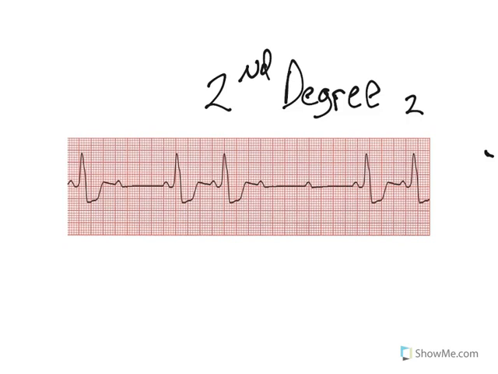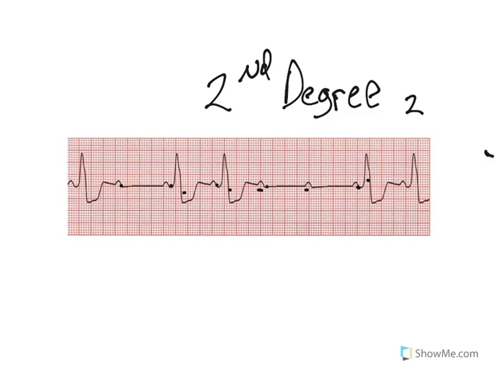Now, some people would say, well, what's the conduction ratio? Well, the conduction ratio on this one is variable, because if you look, you have 1, 2 P waves and then the QRS complex, then you have 1 and a QRS complex, and then you have 1, 2, 3 and a QRS complex. So the ratio on this one is variable. You can't really judge it to be a perfect ratio.